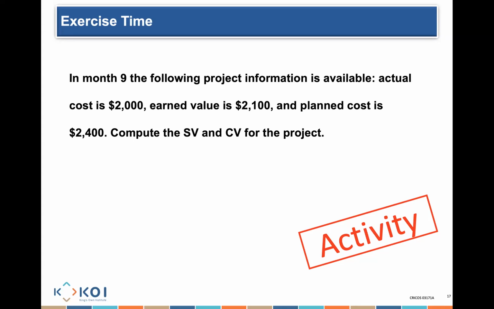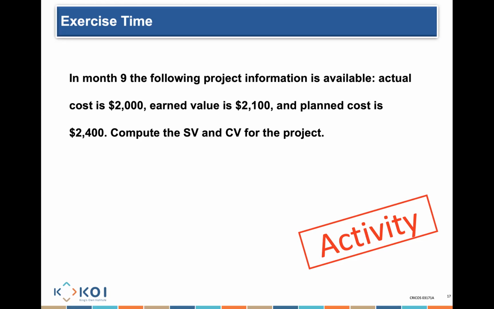I earned 2,100 and it cost me 2,000. That's 100. Is it positive or negative? Positive. So am I over budget or under budget? Under. I'm under budget, because I actually have earned more than what I paid. I earned 2,100 and I only paid 2,000. So because I'm earning more, I'm basically able to get things done appropriately from that perspective.